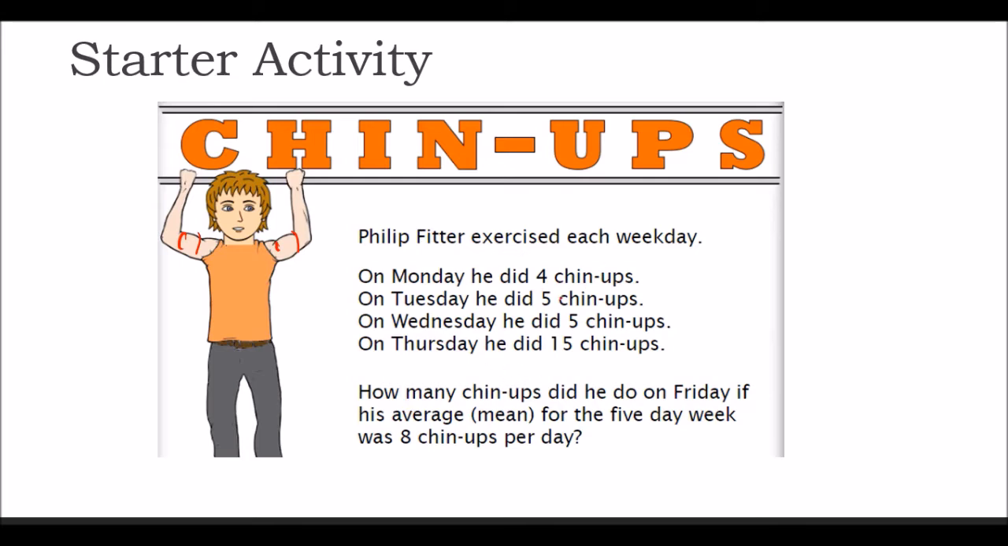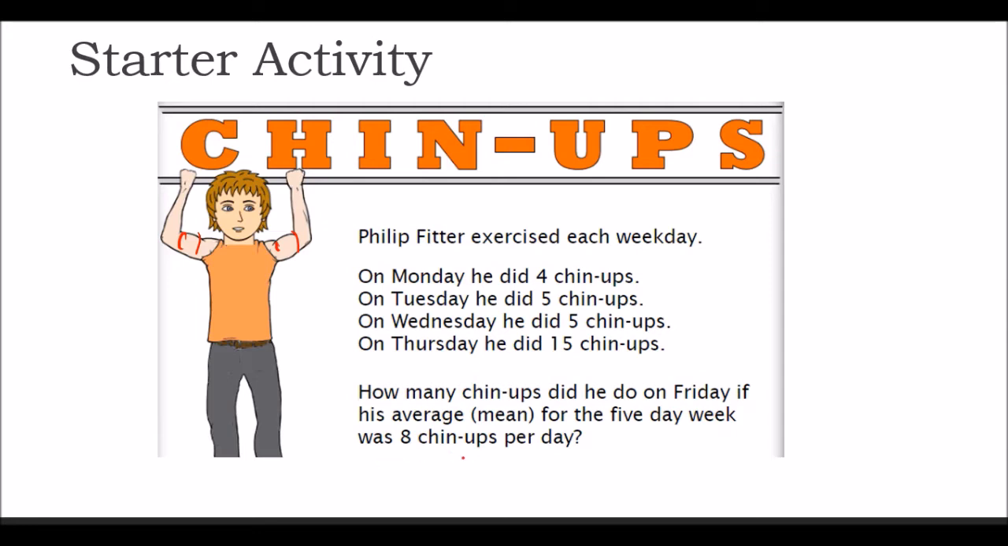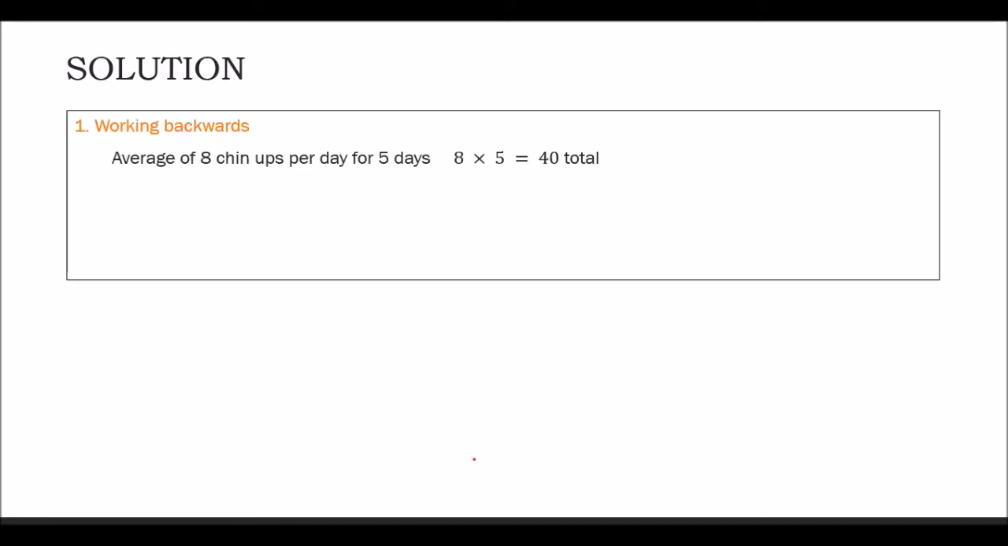So you remember this is the number of chin-ups he did every day, and he did an average of 8 per day over a 5-day week. And we're trying to figure out how much he could have done on Friday. So, as a solution, there's 2 ways you could go about this. You could work backwards by finding the total chin-ups over the 5 days. If he did 8 chin-ups per day on average, and there were 5 days, in total there should be 40 chin-ups across Monday, Tuesday, Wednesday, Thursday, Friday.